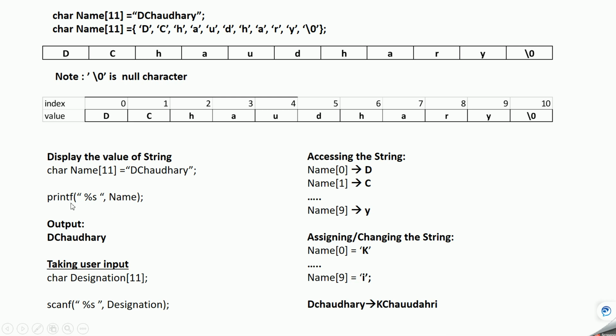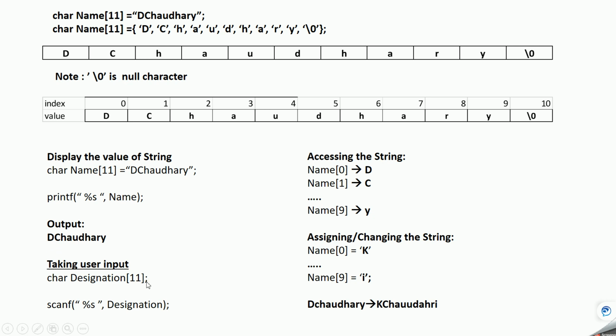You will write printf and %s. %s is the format specifier that is used to read the value from the string, or when you want to display the string value. So what will happen is the value of this name will get replaced with this %s, and it will get displayed. So you will get output like this, the Chaudhary.